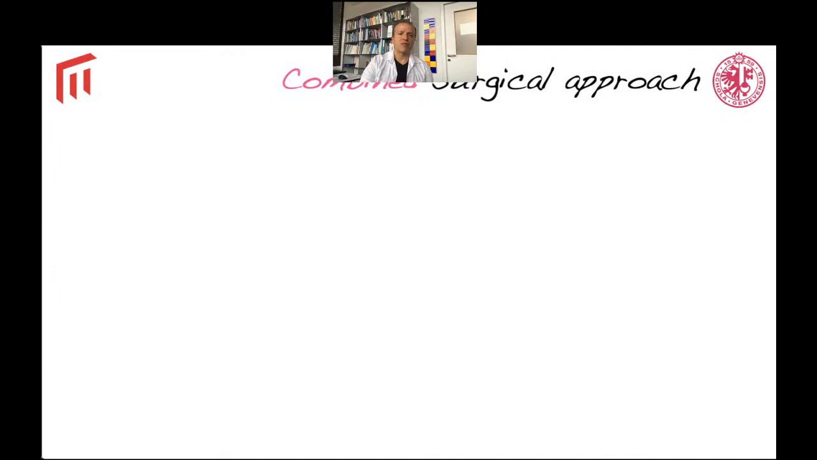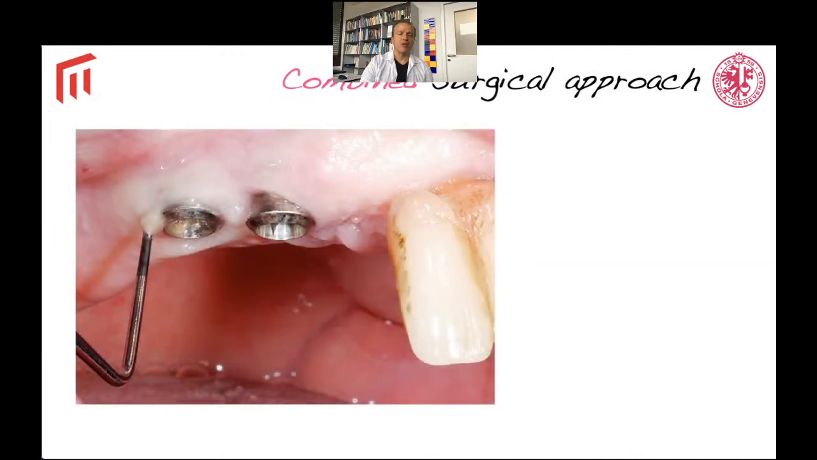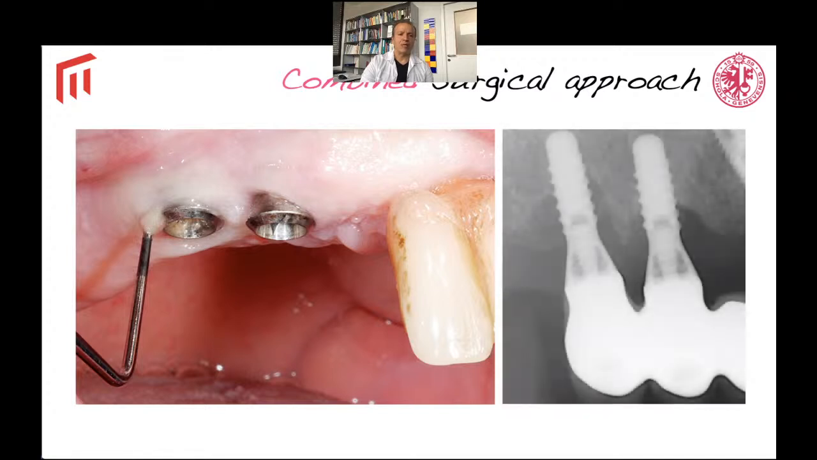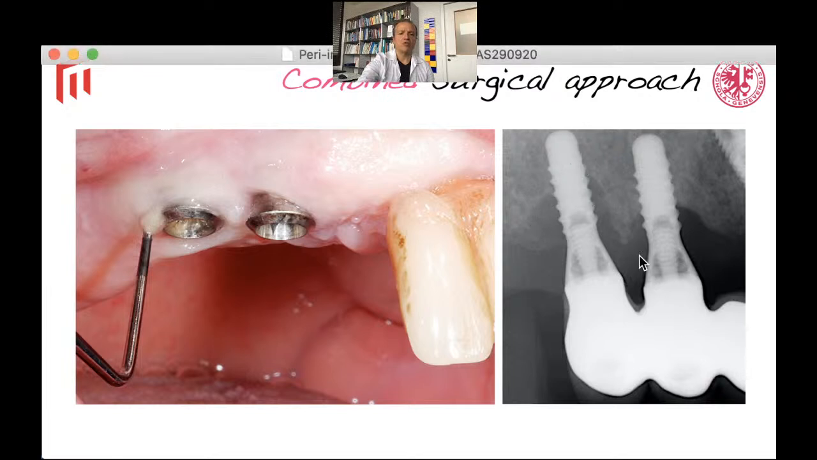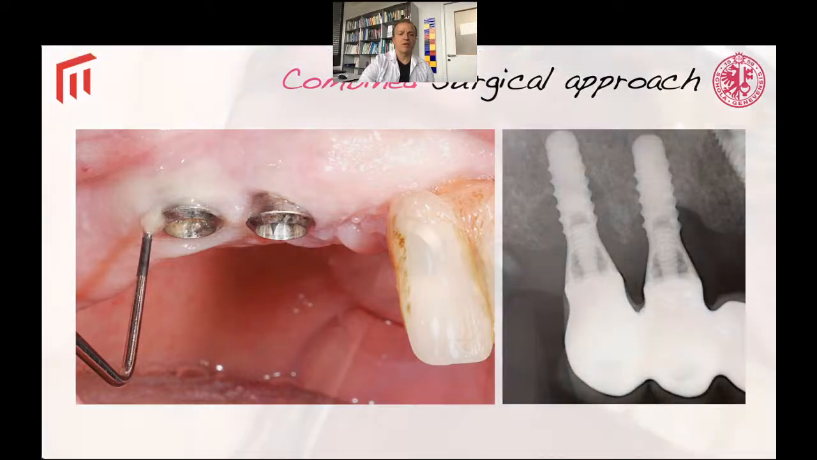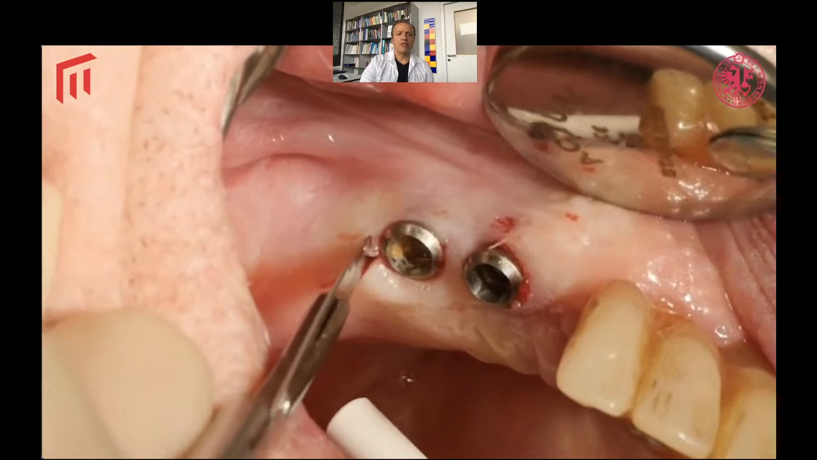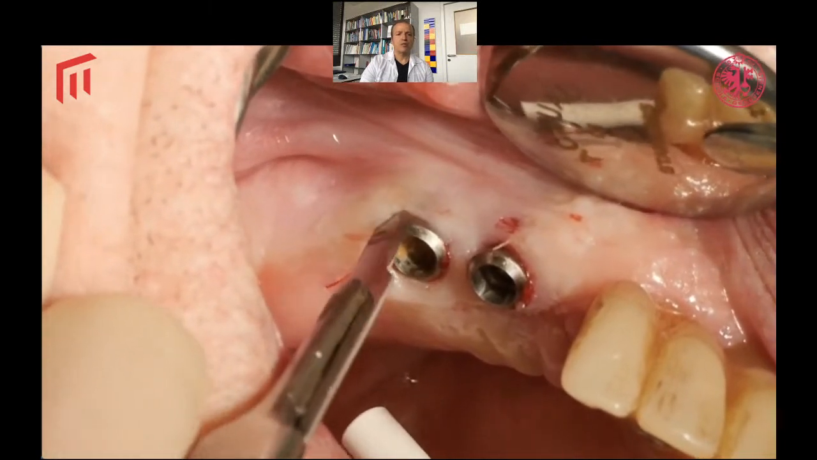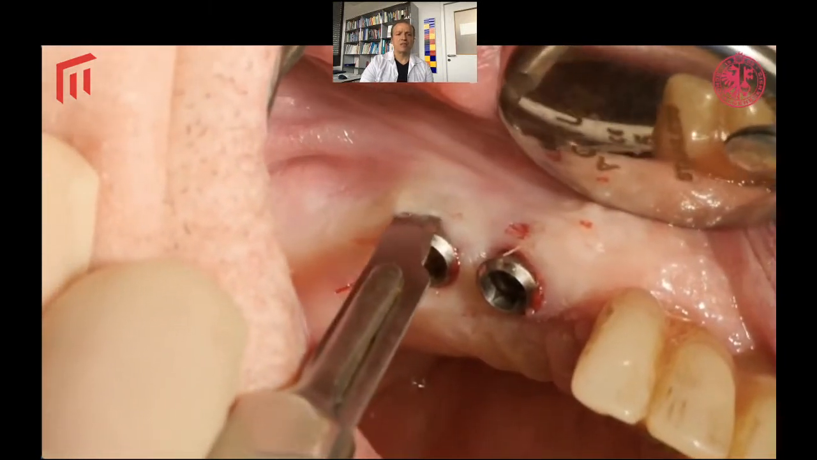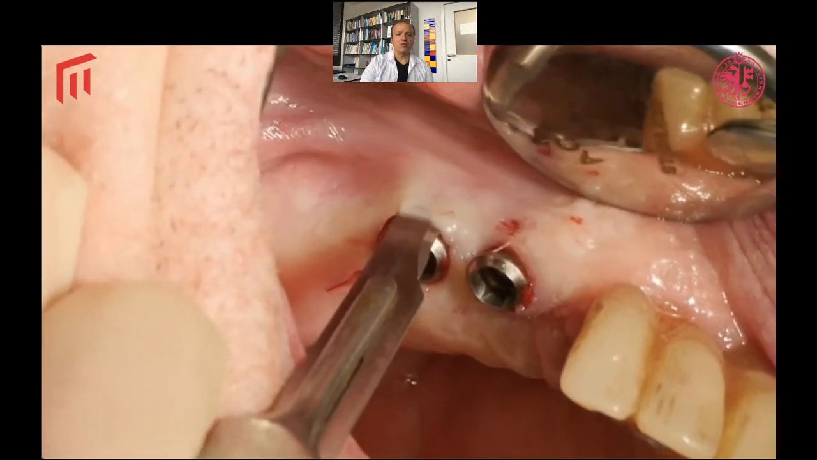So I have a case here with a combined surgical approach. You can see 2 implants in the upper right. The distal implant has the biggest defect. You can appreciate it here in the X-ray, where you have bone loss of about 50% of the implant. After the non-surgical phase, approximately 3 weeks after, the patient came in and we did the surgery.